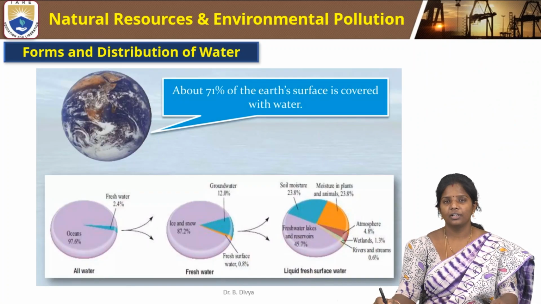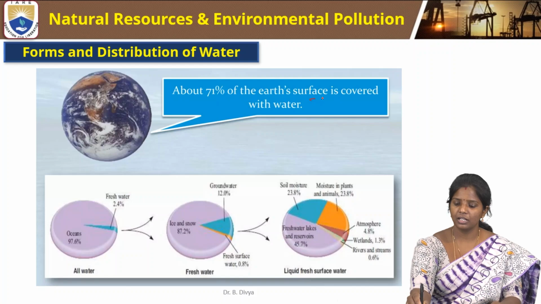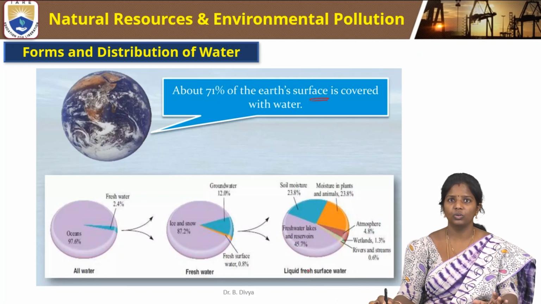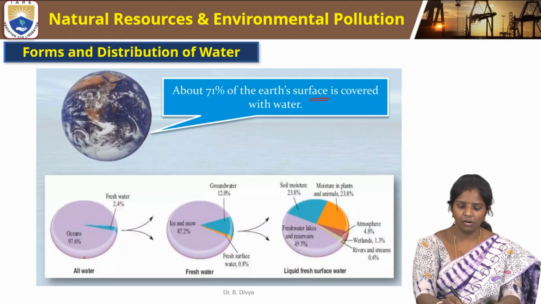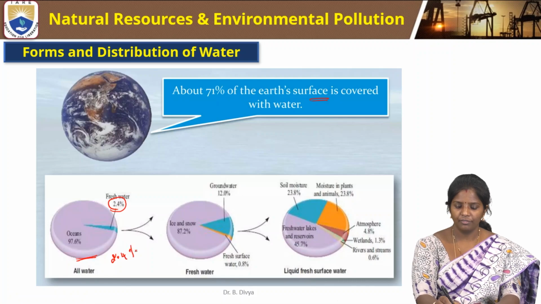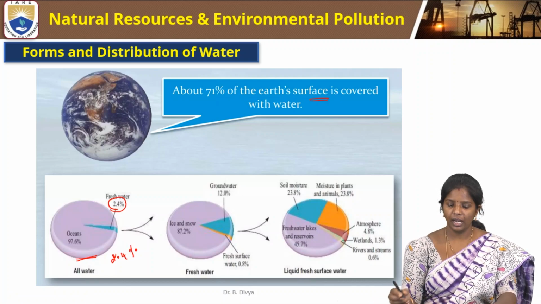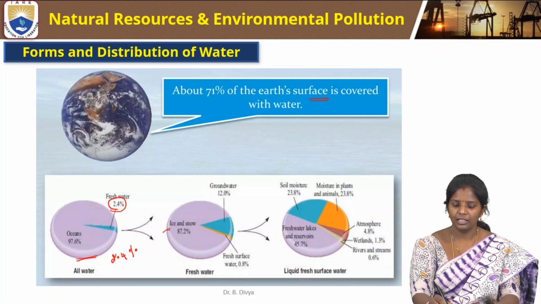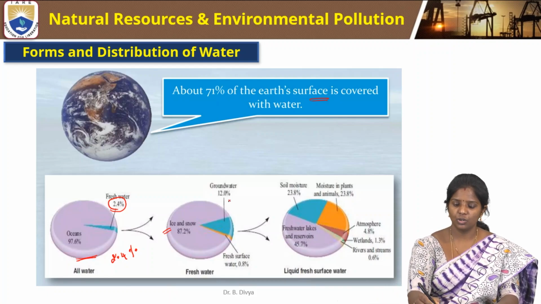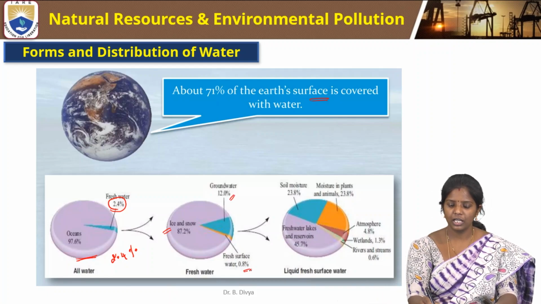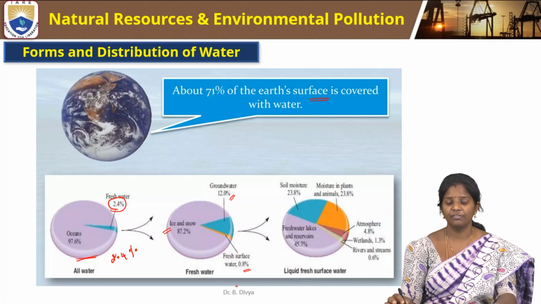How is water distributed on earth, and in what forms? Around 71% of earth's surface is covered with water. Of all this, only 2.4% is fresh water. Of that 2.4%, 87% is ice and snow, 12% is groundwater, and 0.8% is fresh surface water.